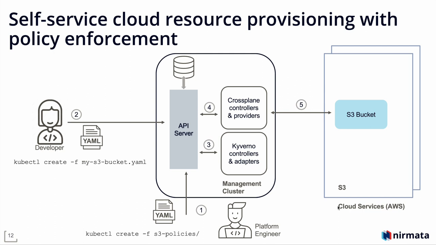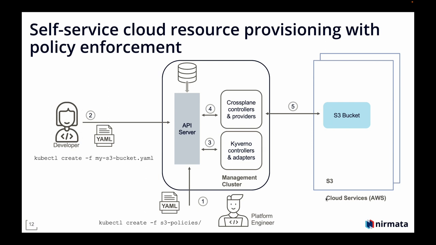So once the policies are configured, the developer workflow remains the same, but before the Crossplane controller can act on those custom resources, in this case creating the S3 bucket, Kyverno can intercept and apply the policies. And if all the policies are successfully applied and there are no issues, then the request is completed, and the Crossplane controller can start processing the request and creating the S3 bucket. So that's the flow.